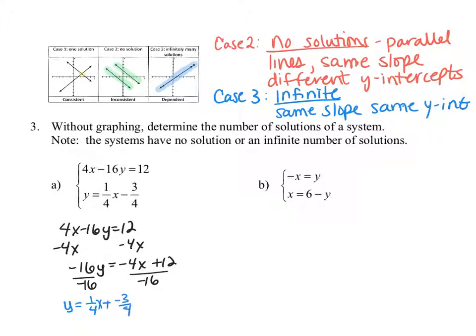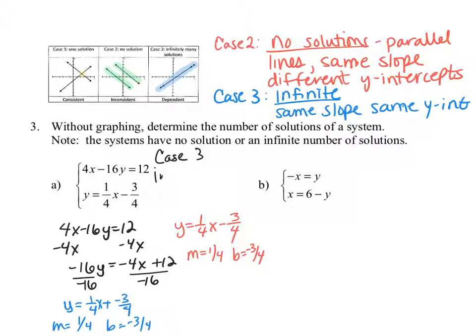All right, and then the second equation is already written in the form of y equals mx plus b. So we can see that the first line, the slope is equal to 1/4, and the y-intercept is negative 3/4. In the second line, the slope is also equal to 1/4, and the y-intercept is negative 3/4. So we can say that in this case, they both have the same slope and the same y-intercept. So we can say that this is case 3. We have an infinite number of solutions.